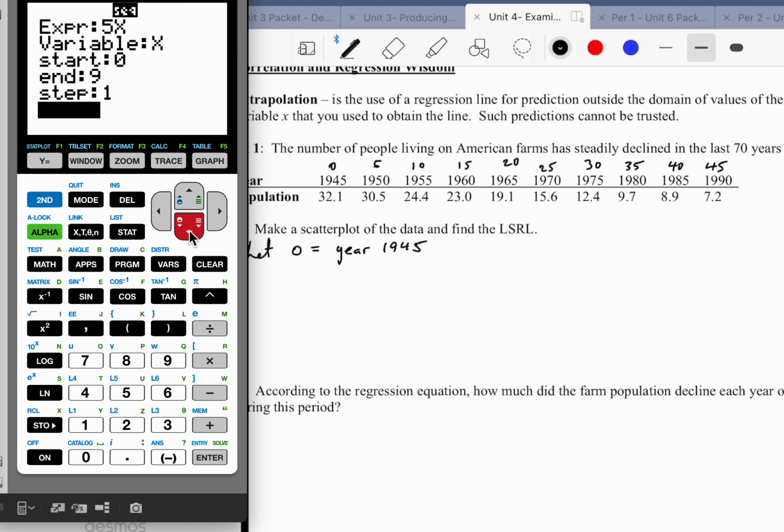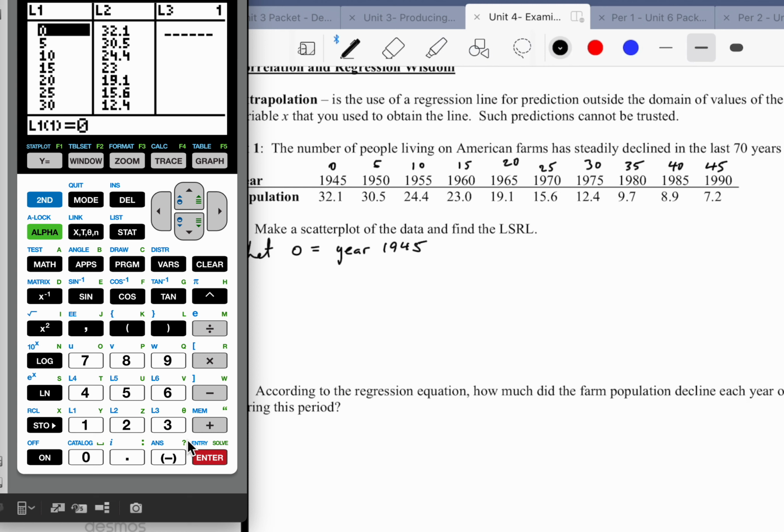So replace the x in the expression with a 0, you get a 0. Replace it with a 1, you get a 5. Replace it with a 2, you get a 10. And it'll populate the list for you.